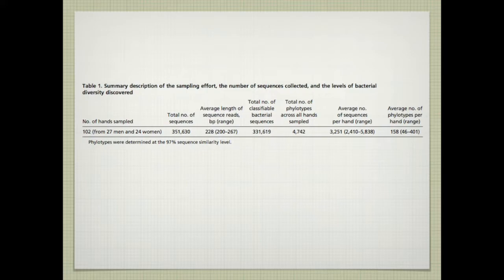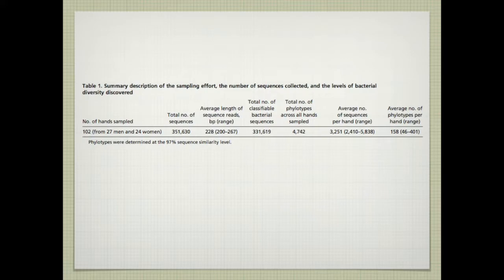This is almost exactly, by coincidence, the number of characterized and named bacterial species. It's about 5,000. They detect that many, on average, on one hand. All right? Think about that. On average, in some cases, in some hands, they detected more sequences on one person, one hand, than all the bacterial species that have been characterized and named.